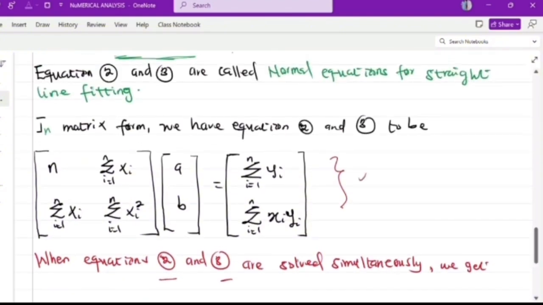So in our next lesson, we solve examples. Okay, thank you very much.